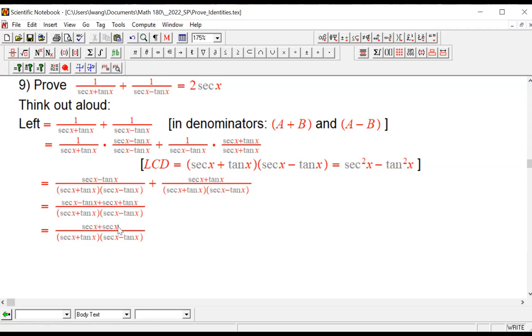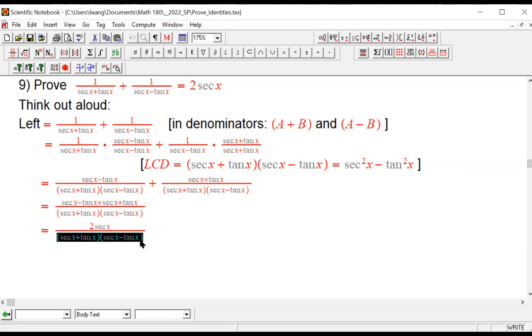And secant x plus secant x, we get what? 2 times. We are so close to it. We already have the right side on the top. So if this statement is true, the denominator must be 1, isn't it?